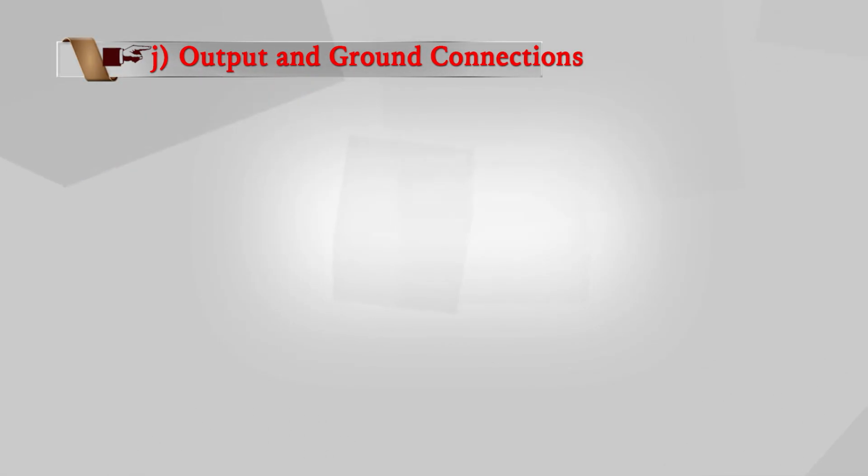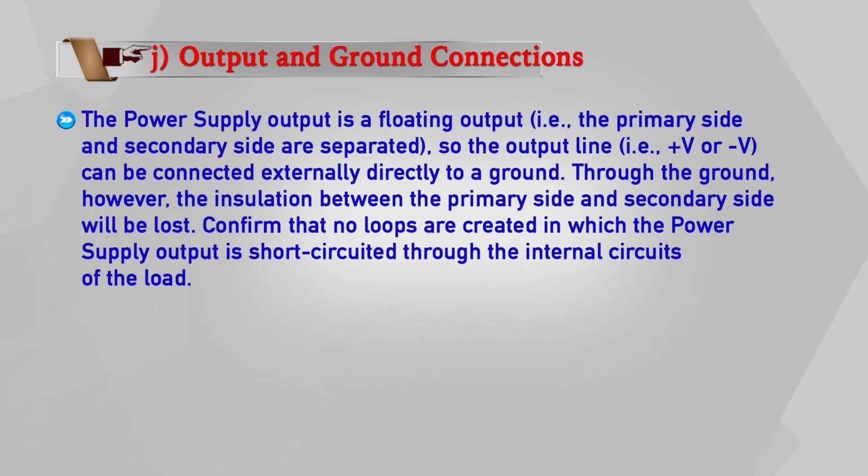Now we are going to discuss the output and ground connection. The power supply output is a floating output, so the output line can be connected externally directly to the ground. However, the insulation between the primary side and secondary side will be lost. Confirm that no loops are created in which the power supply output is short circuited through the internal circuit of the load. Example, when the positive side of the power supply is connected directly to the ground, a load is used for which the internal 0 volt line uses the same ground.